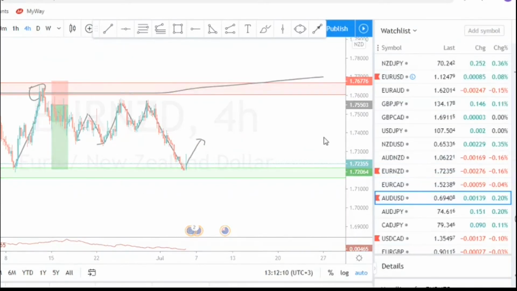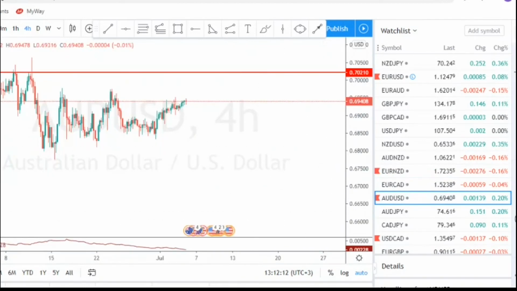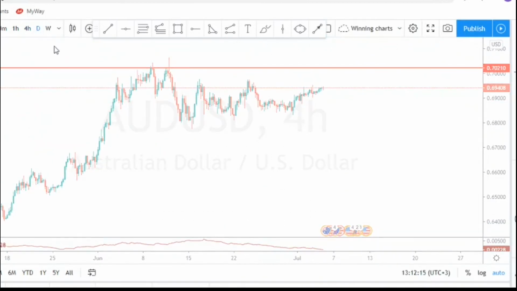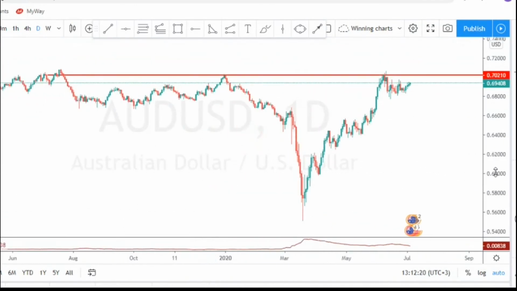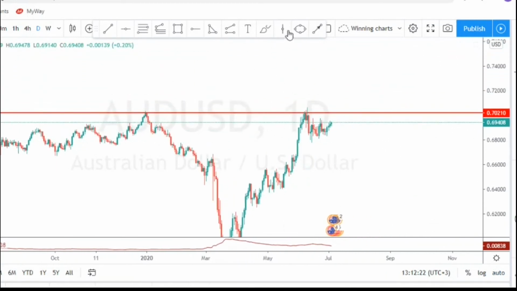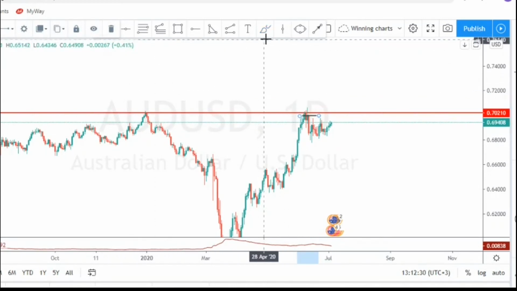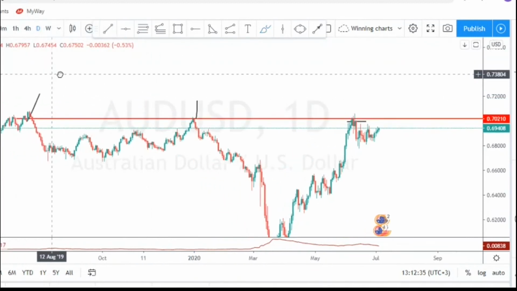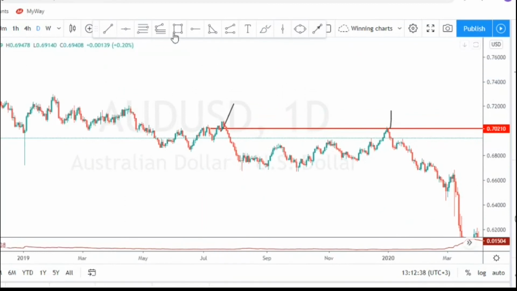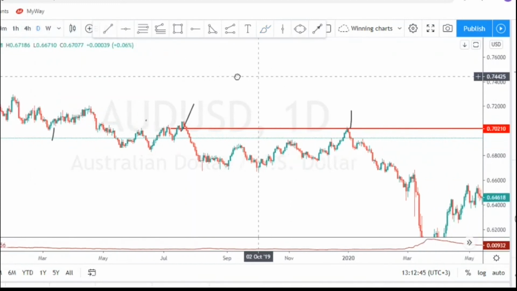We have Aussie dollar. This is a 4-hour time frame, so go up to the 1-hour time frame. And on this 1-hour time frame here, I have this recently formed level of structure, which I've drawn my horizontal line, and also this level of structure is being tested multiple times. We have resistance here, and if we scroll back to the left, we have resistance, we have support, we have support. So this is a strong level of structure.